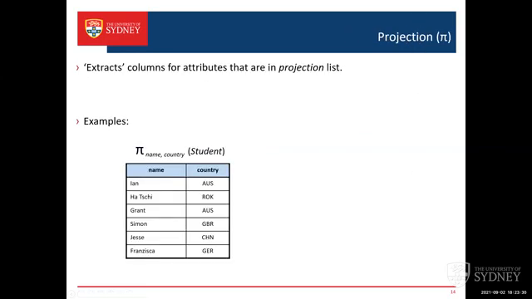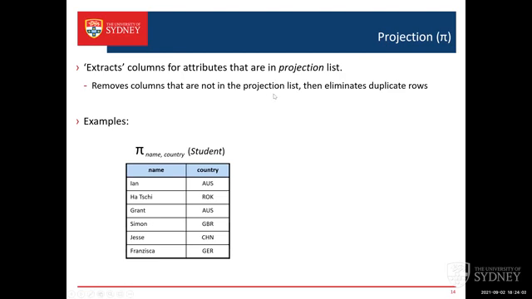So what does projection mean? It simply means it will extract the columns for attributes that are in the projection list. Here is the projection list. So it will extract those columns. It will only show you the columns for name and country. This is what we are saying. So from the student table, if I write name and country, this is what I'm going to get. In the student table I had other attributes, gender, student ID, those sorts of things, but we are only projecting onto these.